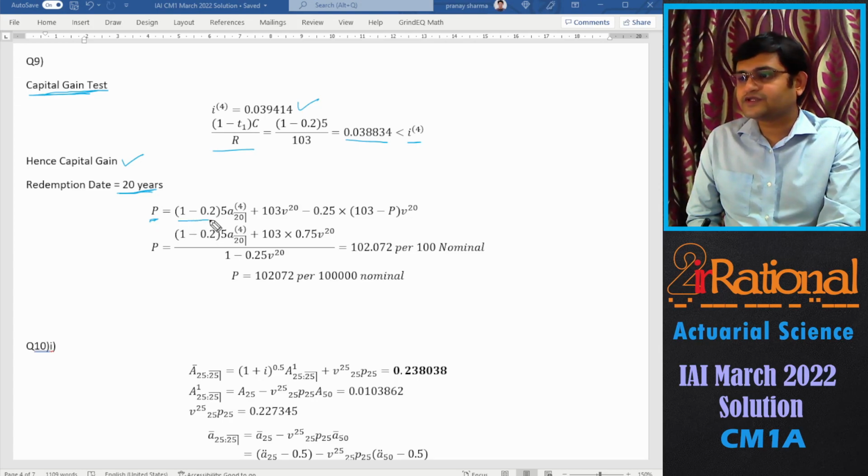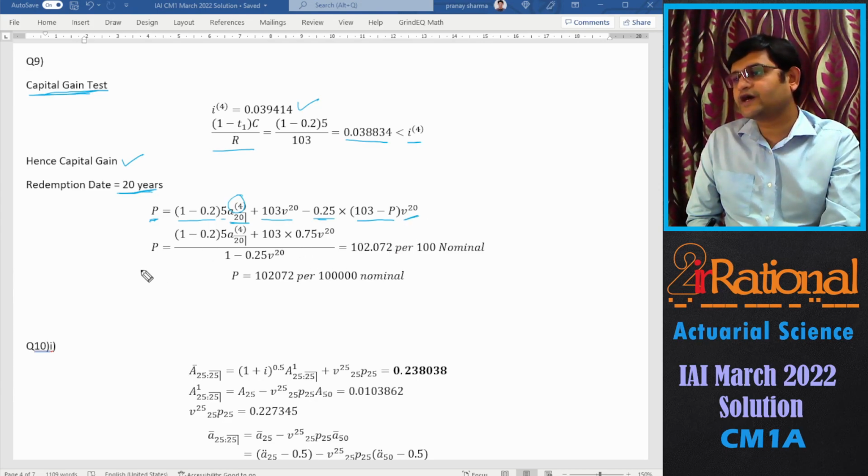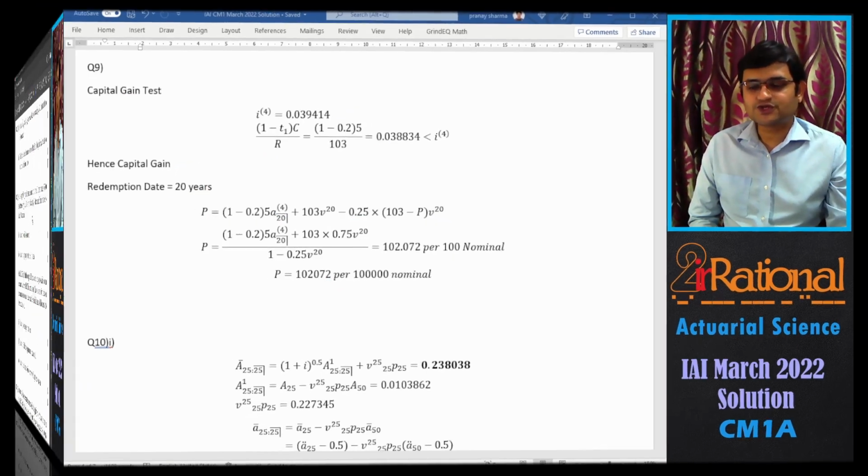Okay, so price calculation. We will have our basic formula: (1 minus T1) C times the annuity for 20 years, payable 4 times a year, plus the redemption at the end of 20 years, minus we'll have to deduct the capital gain tax, T2, on the capital gain discounted for 20 years. Rearranging, we get this formula and the price becomes 102.027 per 100 nominal. So for 100,000 nominal, 102.072. Let's see the next question.